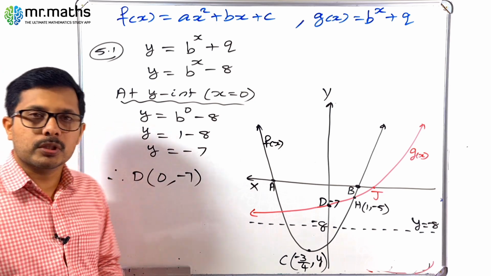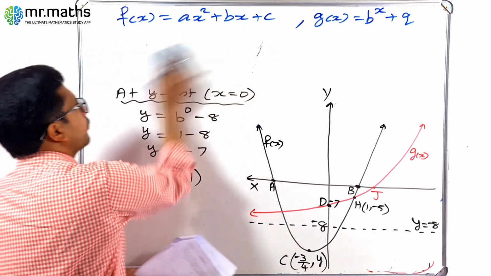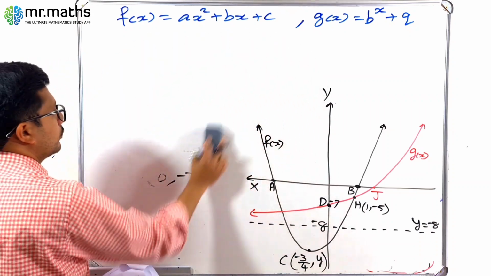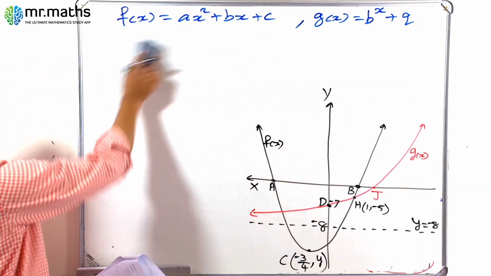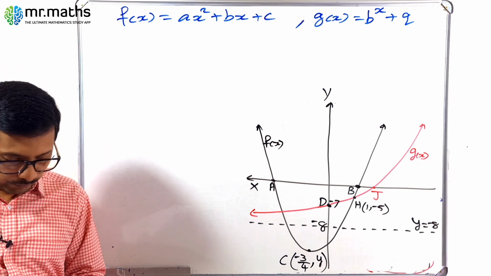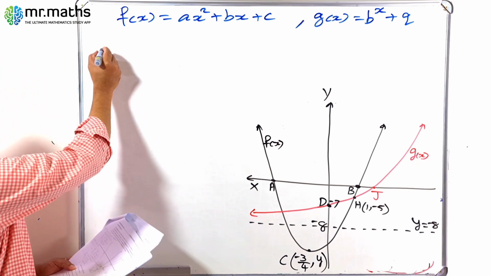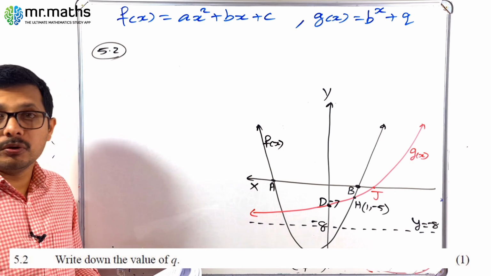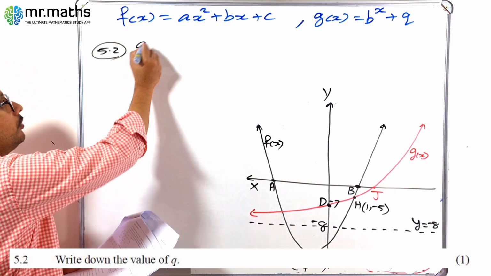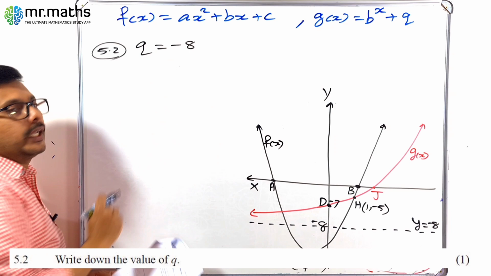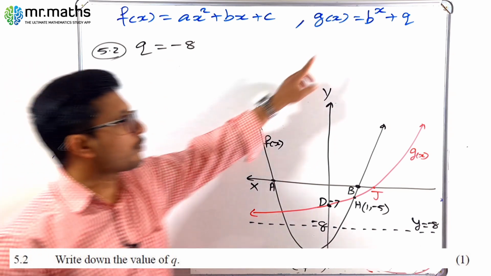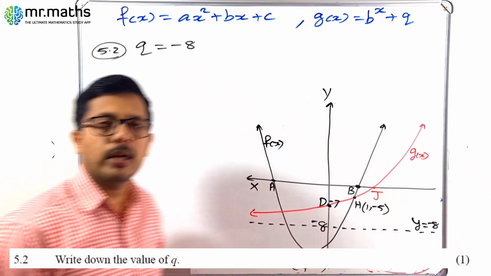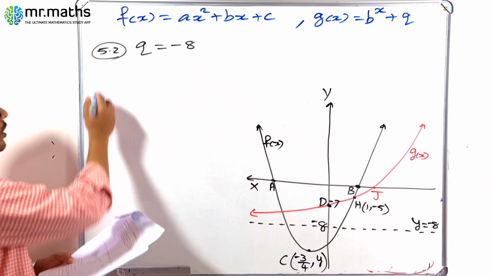Now let's move to question number 5.2. What is that question? Write down the value of q. Oh, we already got that one. What is the value of q? q is equal to minus 8, because that is the asymptote. q stands for the asymptote. What is the asymptote here? Minus 8. So the value of q is minus 8. Okay, 5.3.